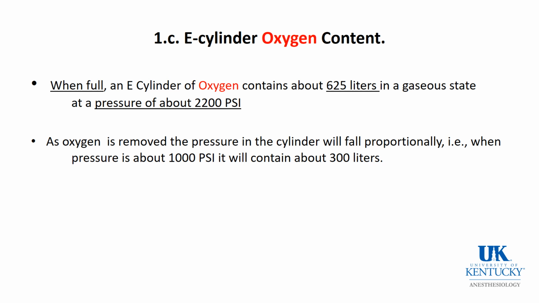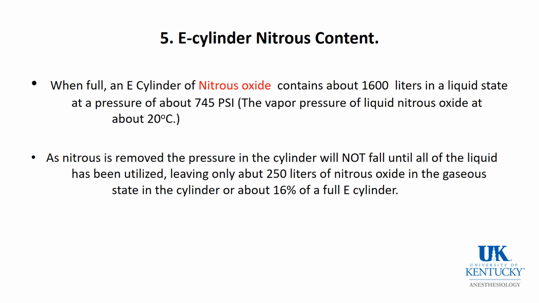So, to put this in perspective, with an oxygen cylinder, when it's full, it contains 600 liters and has a pressure of 2200. And as the oxygen is removed, the pressure will fall. When the pressure is half, it has half as much volume. When the pressure is a quarter, 500 psi, it has about 150 liters. As far as a nitrous cylinder, I've already explained that when it's full, it contains 1600 liters at a pressure of 745, but the pressure will not fall until only about 250 liters of nitrous is left in the tank.